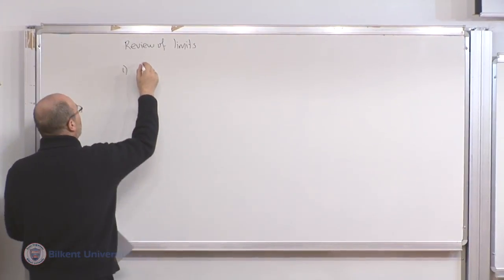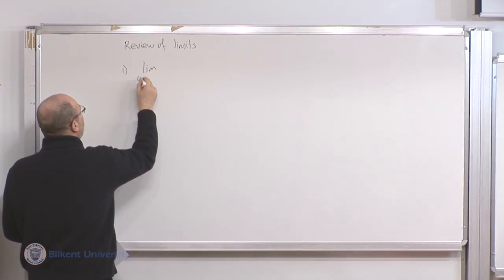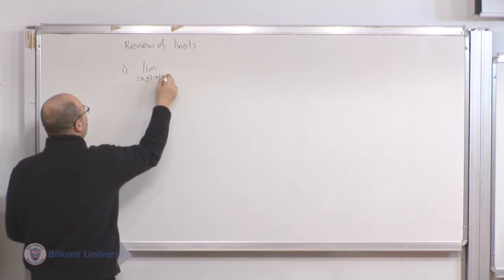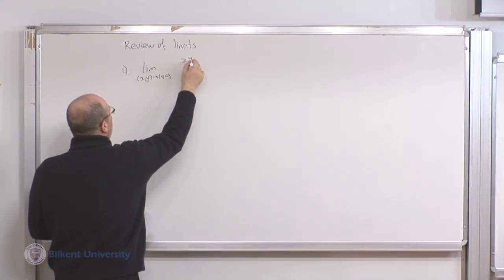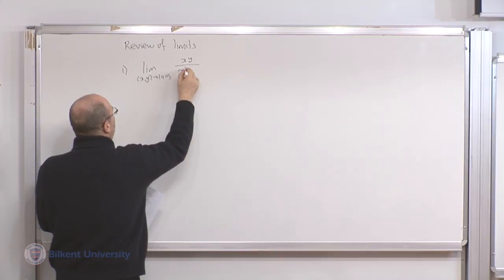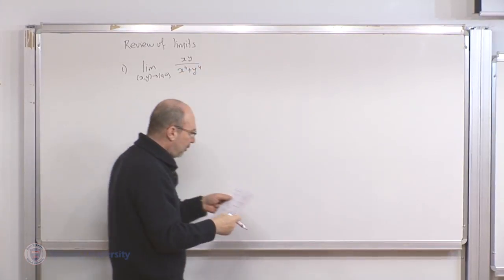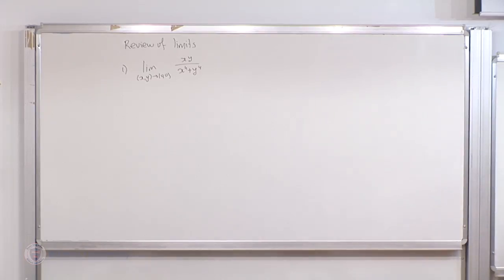One problem is, find the limit as (x,y) goes to (0,0) of xy over x to the 4 plus y to the 4. When you look at something like this, the first feeling should be that the numerator is quadratic, the denominator is quartic, so the denominator goes to 0 faster, making this probably go to infinity. This may be wrong, but first you must have a feeling. So we attempt to show that the limit does not exist.